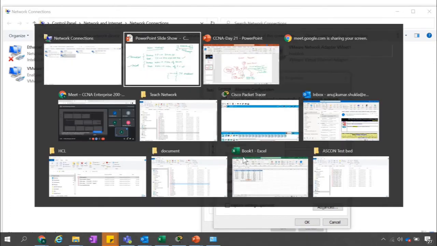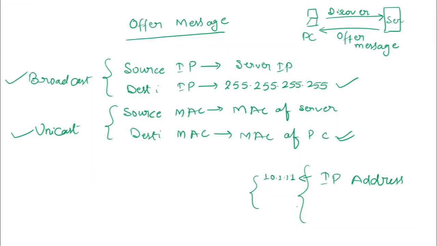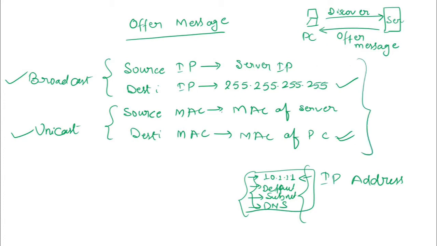So whenever it is giving you an offer message, it has the combination of all three, that is IP address, default gateway, as well as the subnet mask. All three pieces of information are coming, and if sometimes DNS is also required, DNS information is also coming to our computer. So these four pieces of information are reserved on the DHCP server, and now they are being sent using these methods: the source IP, destination IP, source MAC, and destination MAC.